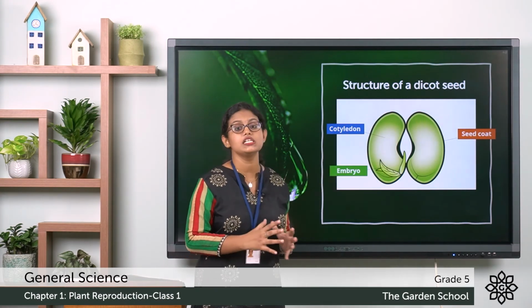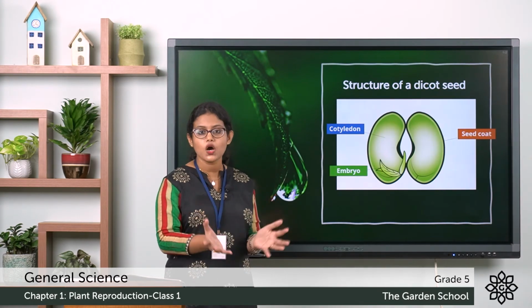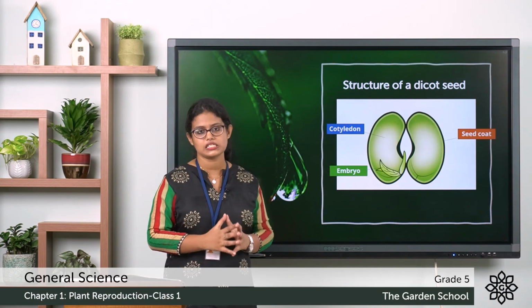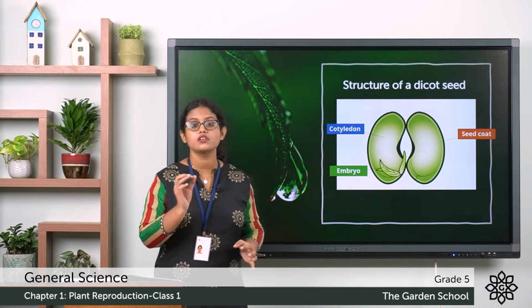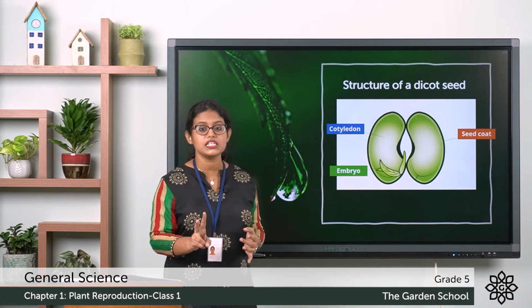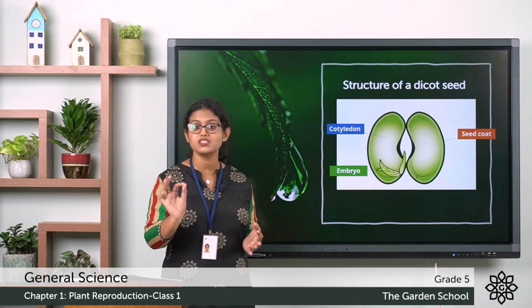Then you can see the seed coat. The seed coat is the outermost covering, and it protects the inner part of a seed. So, this is the structure of a dicot seed. Dicot means a seed with how many cotyledons? Two cotyledons. Di means two.